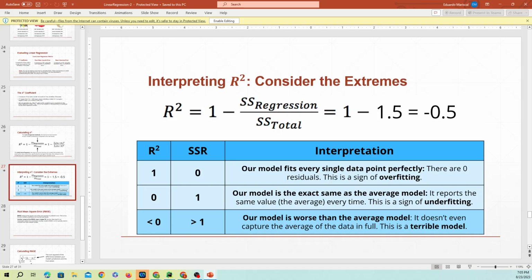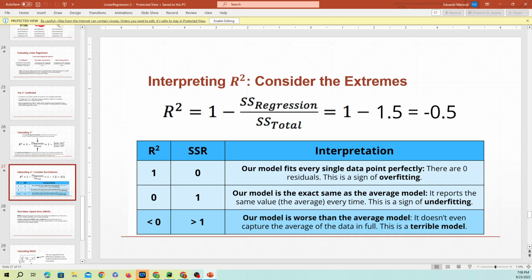Now let's do the opposite. Let's say that your R squared is 0, and that only happens if your sum of squares regression and your sum of squares total are equal to each other. That means that you have 1 minus 1. Our model is the exact same as the average model, so it reports the same value, the average, every time. So this is a sign of underfitting. You're not fitting well. That's a bad sign. So you want to be close to 1 but not equal to 1.